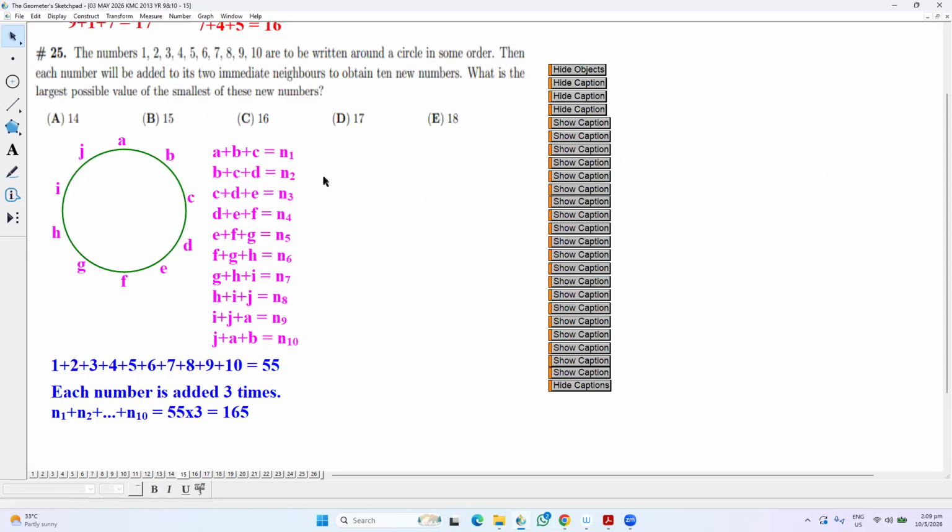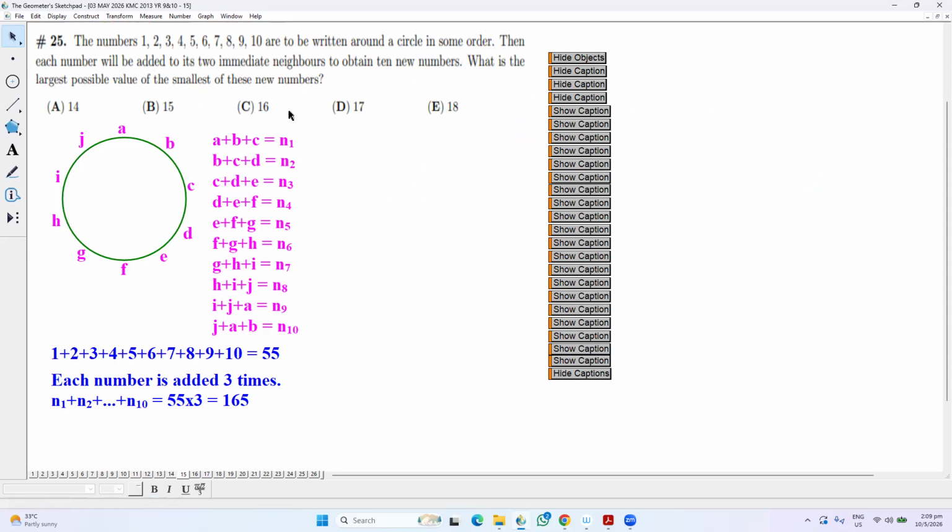So actually, the answer they give is 16, and I try. It's not possible. I can prove that. So I go and do the case of making the smallest 15. So the strategy is like that.